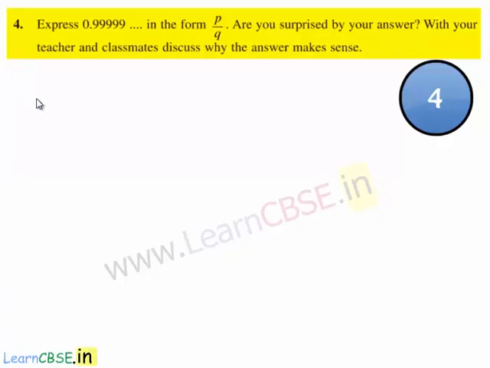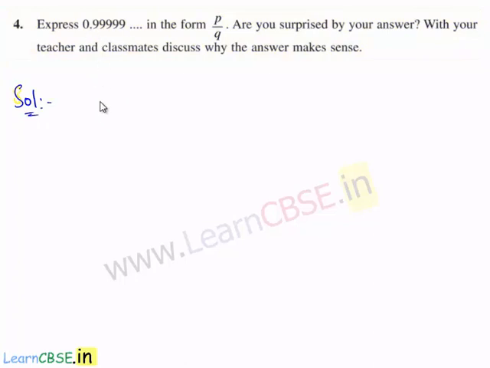Now let us move on to the fourth question. The fourth question is express 0.999 so on in the form of p by q. Are you surprised by your answer? With your teacher and classmates, discuss why the answer makes sense. So let's go for the solution.